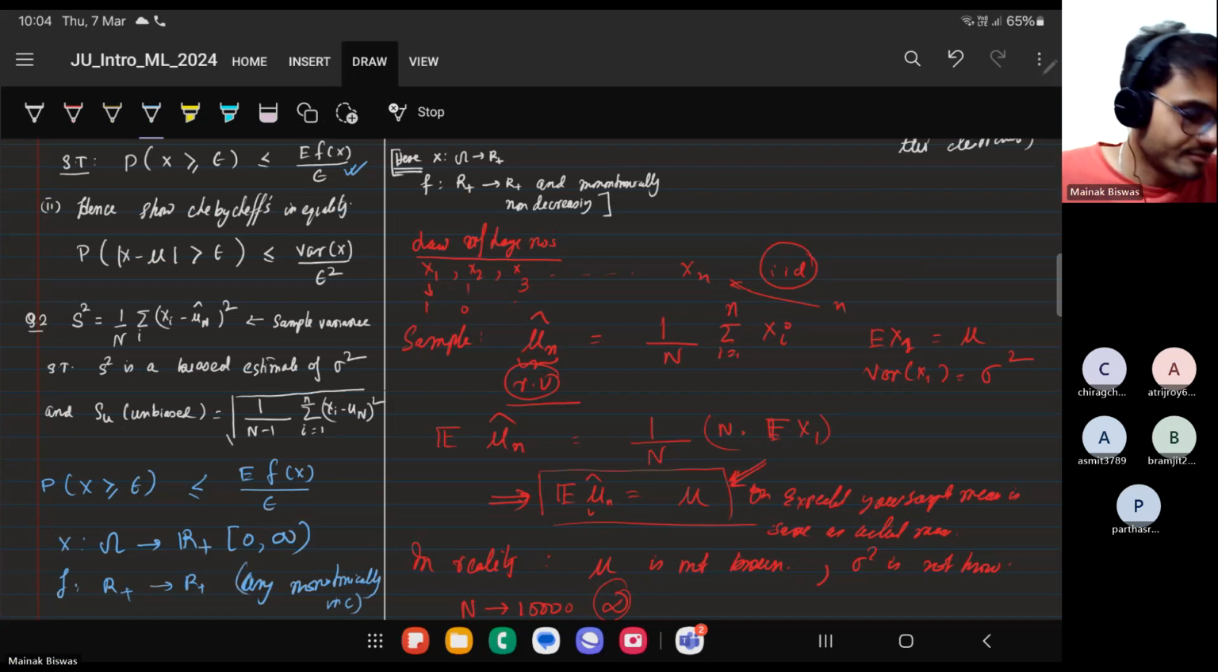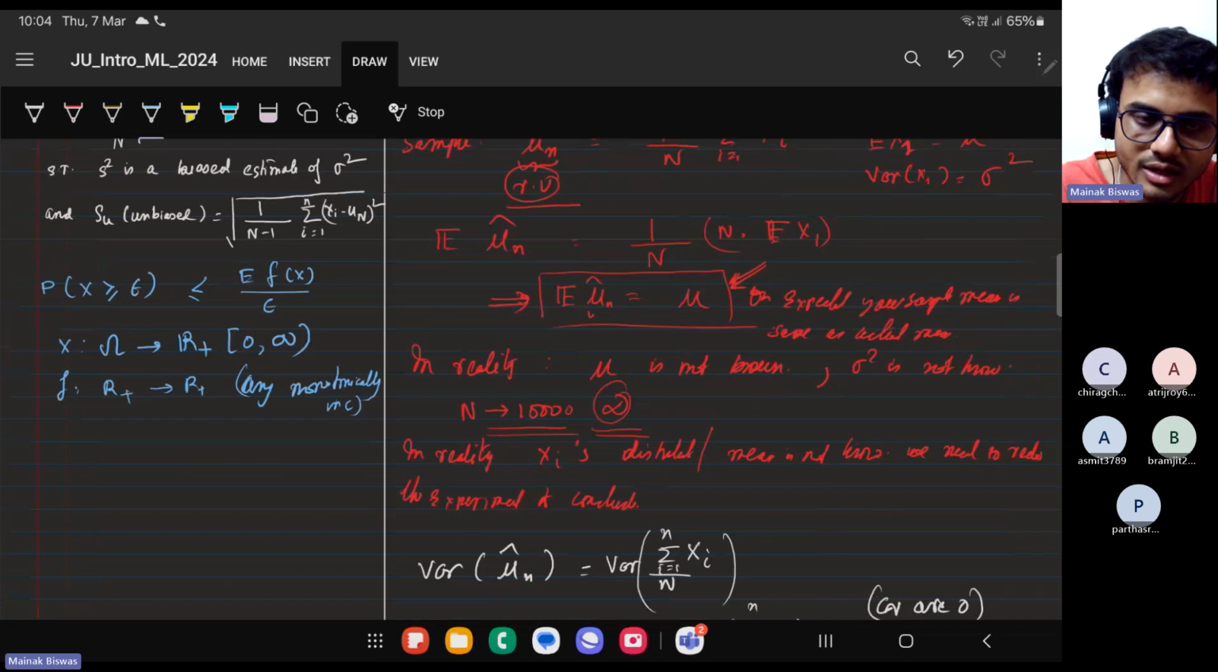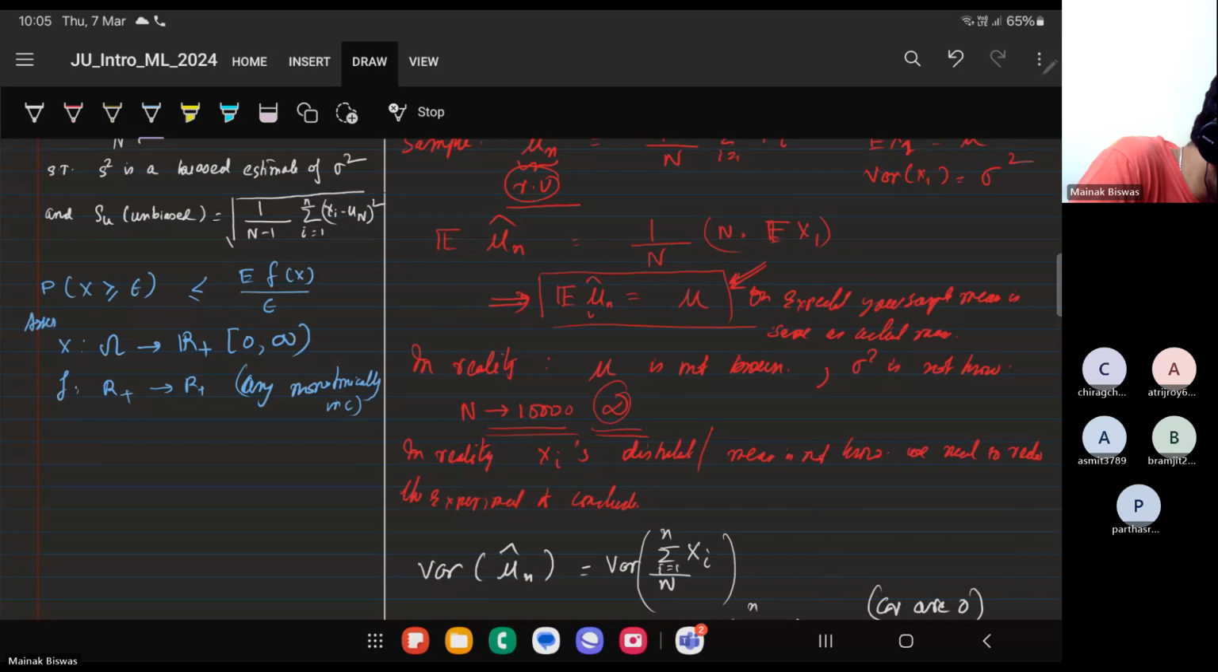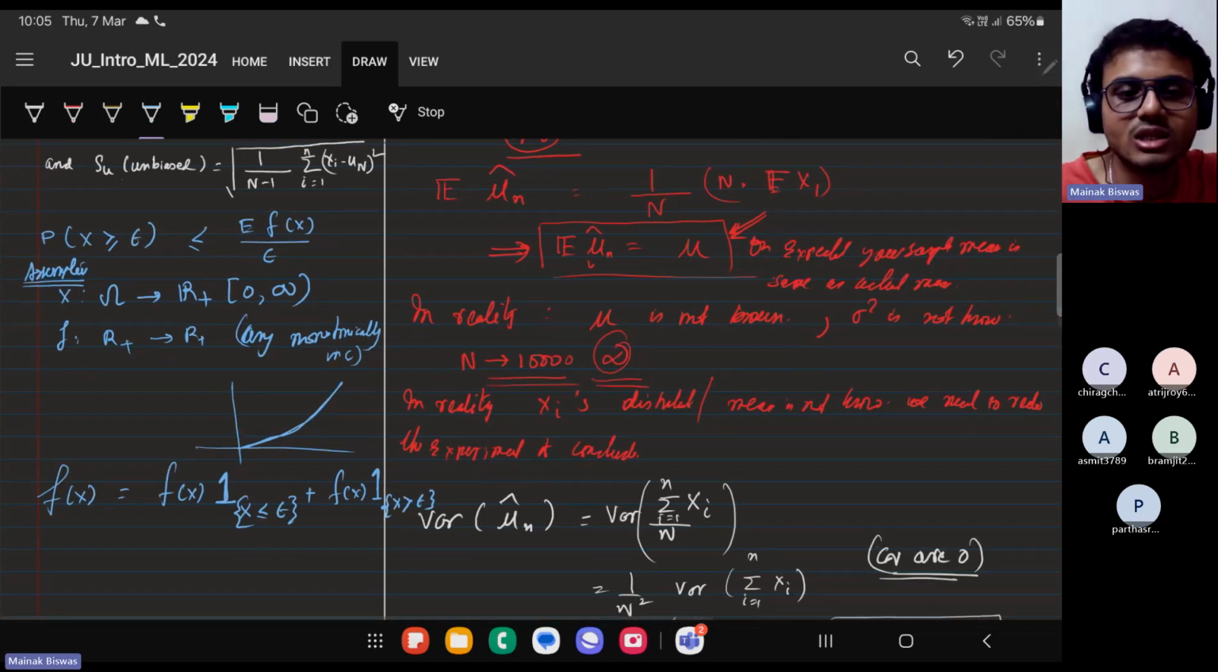Is it okay? Understood what is f, what is x, and what the assumptions are? Now, your f will be something like this. So do you also agree that I can write f of x as f of x times an indicator random variable that x is less than epsilon, plus f of x times an indicator random variable that x is greater than epsilon? If you have understood this, it will be done.